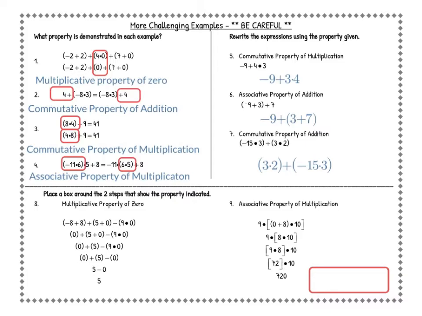So again, the multiplication stays in the same spot. 3 times 2, same thing as in the bottom one. Negative 15 times 3, same one as in the top one. But I switched the places front to back because I'm changing the order of the addition.